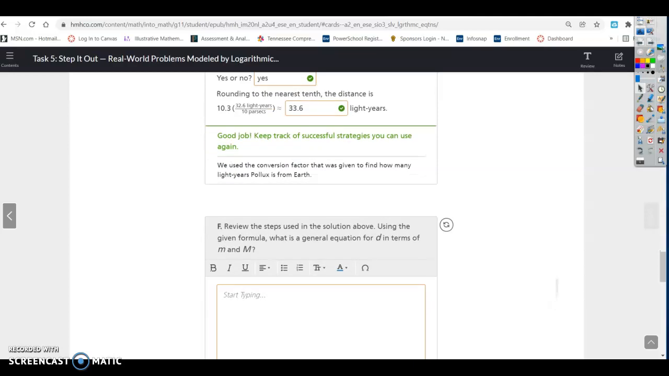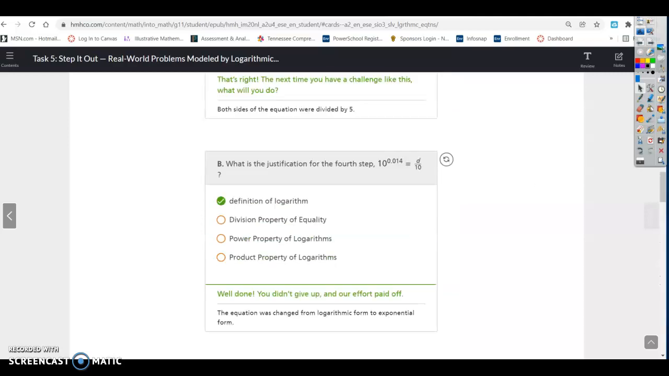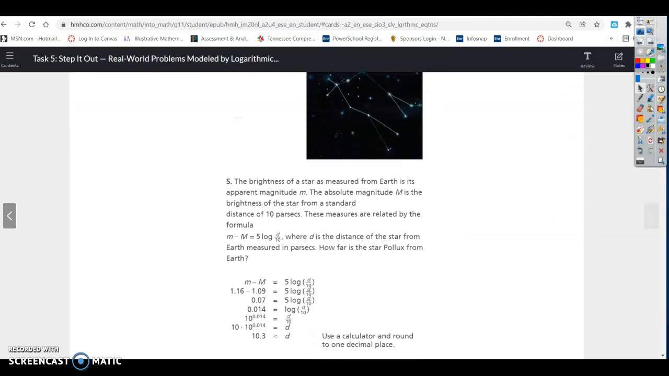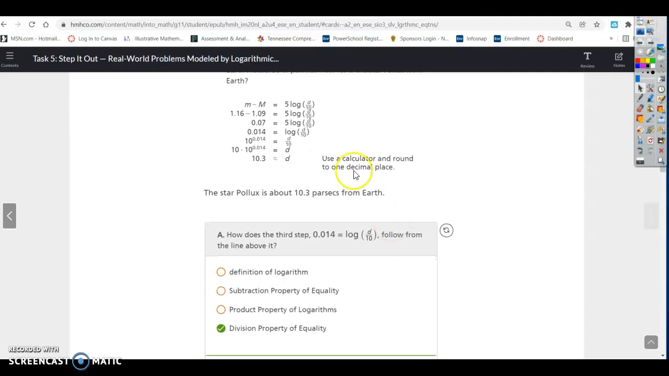All right, F says review the steps used in the solution above using the given formula. What is the general equation for d? All right, so all they're asking you to do there is solve for d. We've done that back in Algebra 1, Math 1 and Math 2. So just take your original equation and solve that for d. You would have to divide by 5, then rewrite that, and then multiply by 10 at the end. So basically doing this process except without filling in the numbers.